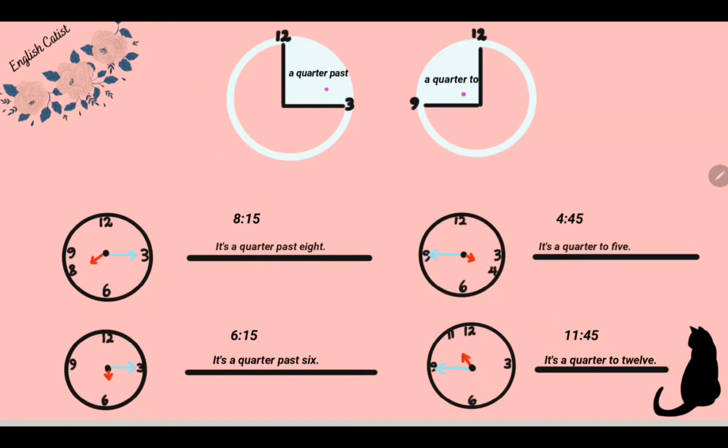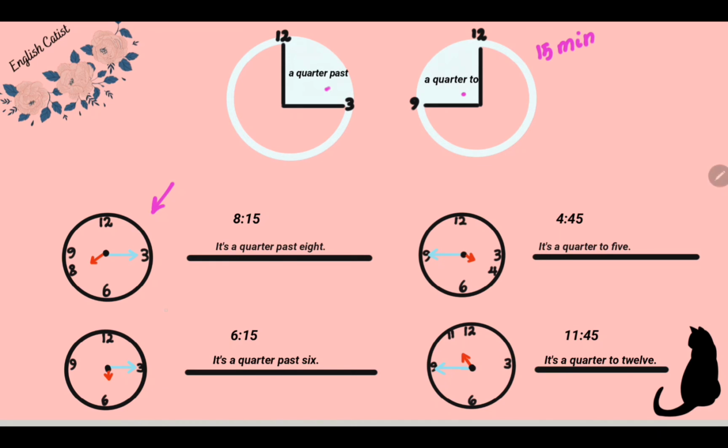I want to talk about this part. This part we call quarter. So, what is this? It's a quarter past 8. It's a quarter past 8. Quarter means 15 minutes. So we use quarter and past for this time.